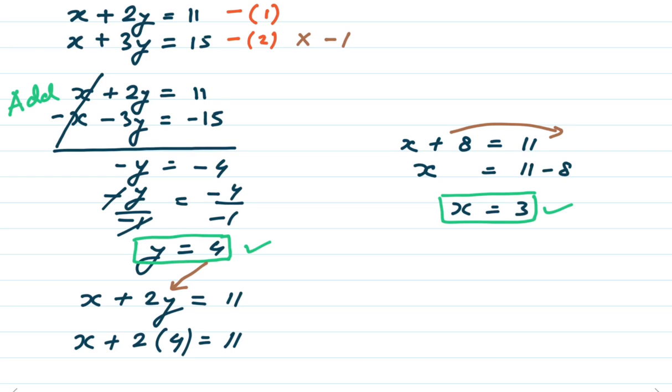If I plot equation 1 and equation 2 on a graph sheet, I get two straight lines, and the intersecting point of those two straight lines will then be (3, 4).